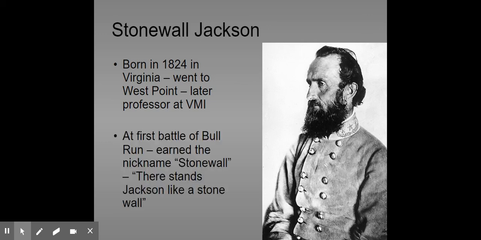We talked about in class at the Battle of First Bull Run, he gets the nickname Stonewall. General Bernard Bee says, "There stands Jackson like a stone wall." Jackson had brought his troops up from VMI. He places them in battle. We talked about the fact we don't know if Bee is being complimentary or being derogatory, because right after he says it, Bee is shot in the mouth and dies. But that nickname is going to stick with Jackson through the end of the war.